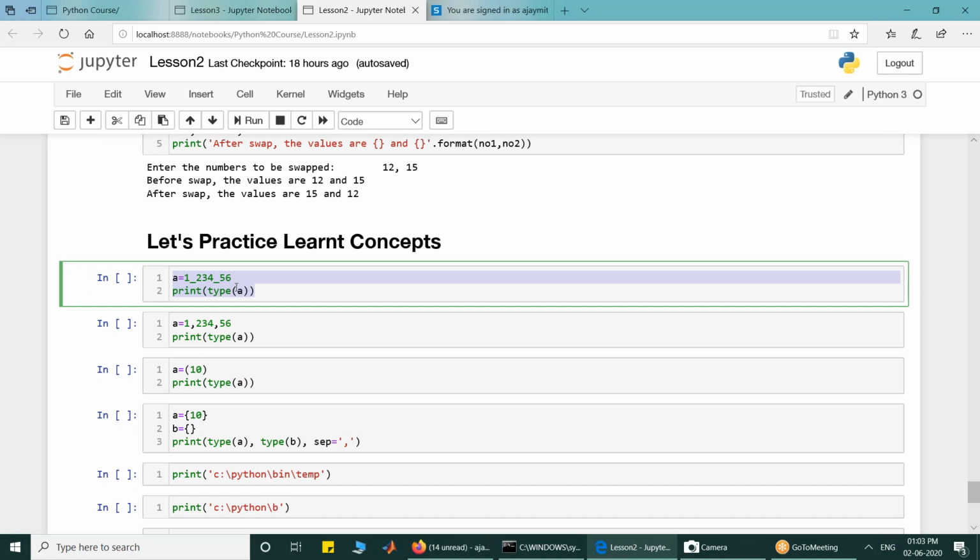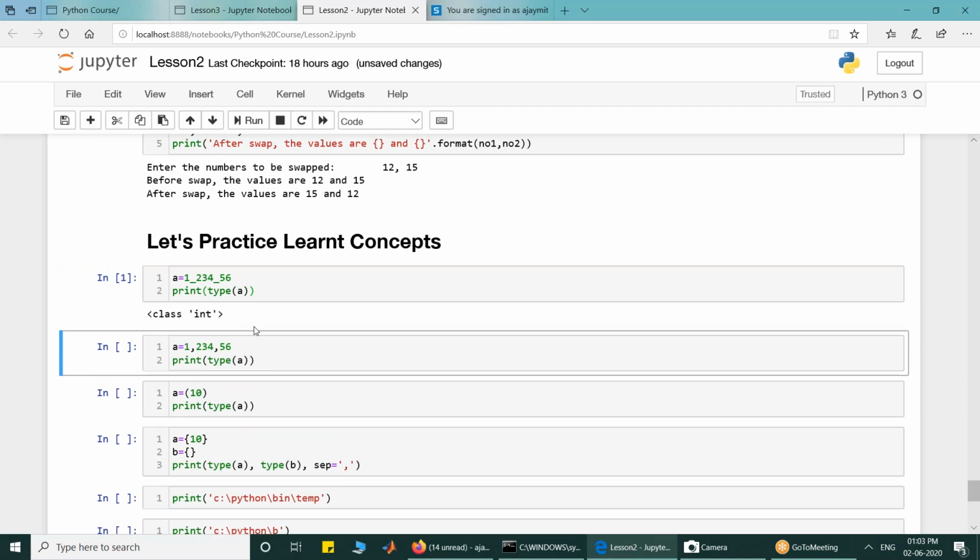So A is 1_234_56. We are printing the type. Yes, this is integer. Underscore, which is used in numerical literals, is only for reading purposes. It does not have any effect at the back. So this is integer, class int. What is the next?